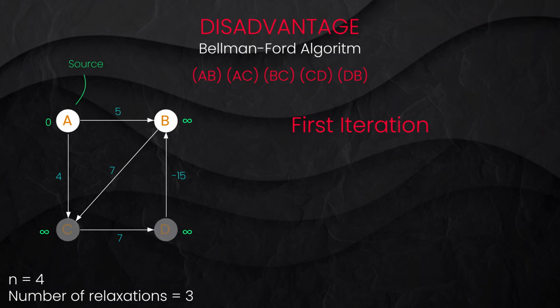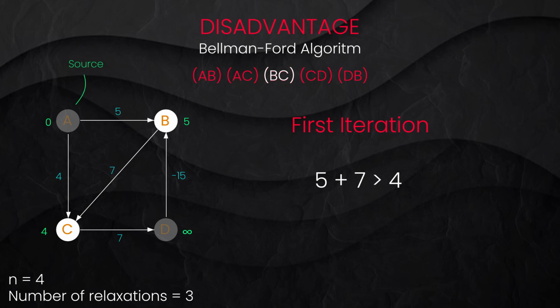The first one is AB. So A to B, that is 5. So B will be updated to 5. Next is AC. AC is 4. 4 is less than infinity. So the node C will be updated to 4. Now BC. BC is 5 plus 7. That is 12. So 4 is less than 12. So you will not update it.